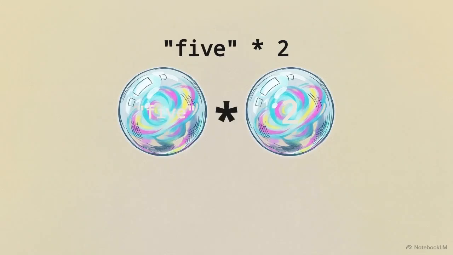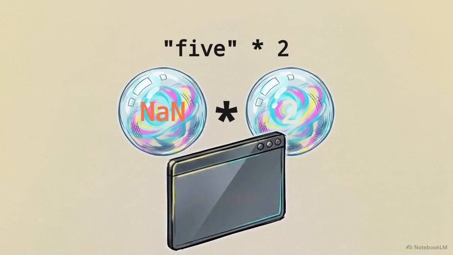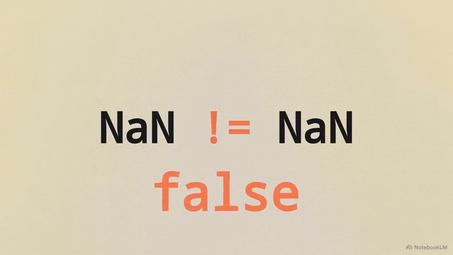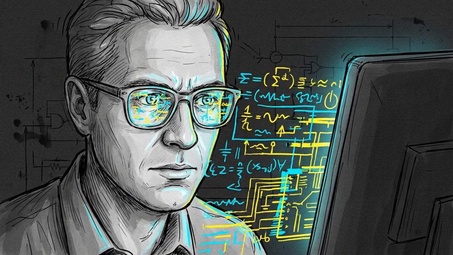Some values refuse to map to a number logically, like multiplying the string "five" by 2. This impossible calculation produces NaN, or not a number. NaN denotes a nonsensical computation and carries a unique property: it isn't equal to itself. Understanding type coercion is critical because the system often interprets your input in ways you may not have intended.